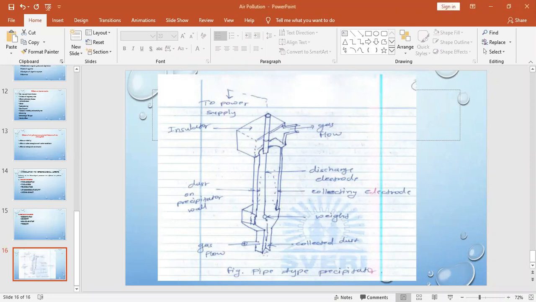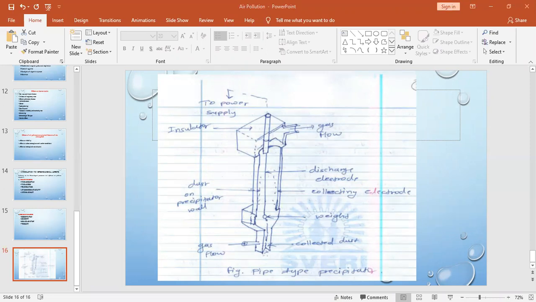So I will explain first. As I told you, this is the last equipment we are going to study. It can be used for the control of dust particles, not for gaseous pollutants. Only one equipment we have studied can be used for the control of gaseous air pollutants along with dust particles, and that is the wet scrubber. In that, there are different types of wet scrubbers. But all other equipments cannot be used for the control of gaseous air pollutants.